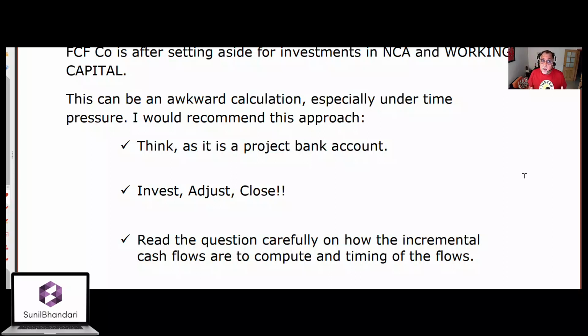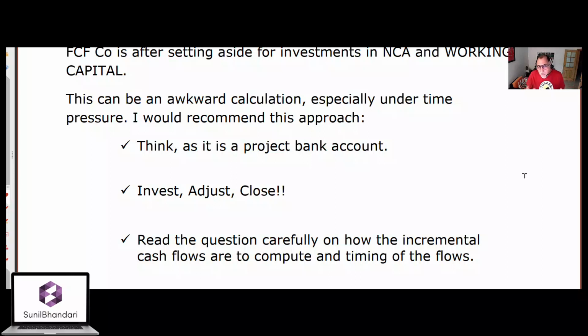Occasionally, we may have to take money out. We may have too much invested. But when the project closes, when the project finishes, we've got to take all of the money out. We've got to close that particular project bank account. So if you think about it like that, that's really going to help you. It really, really will help you. Yeah, this idea of invest, adjust, and then close.